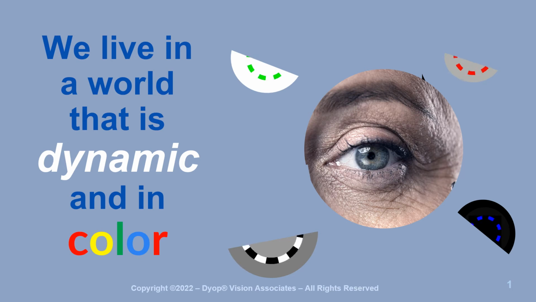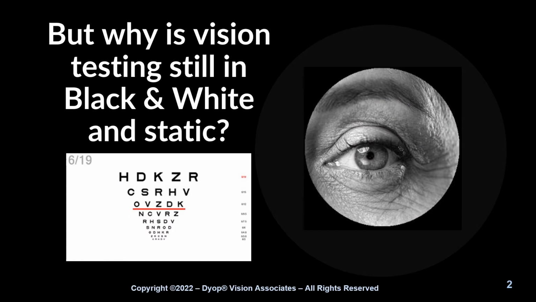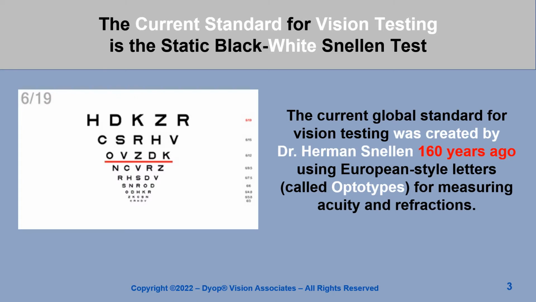We live in a world that is dynamic and in color. But why is vision testing still in black and white and static? The current standard for vision testing was created by Dr. Hermann Snellen 160 years ago, using European-style letters for measuring acuity and refractions.